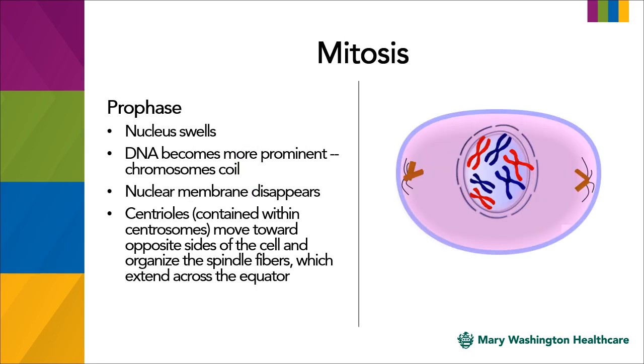In mitosis, we have prophase, which is the first phase. The nucleus swells, the DNA becomes more prominent, the nuclear membrane disappears, the centrioles, which are contained within the chromosomes, move toward the opposite sides of the cell and organize the spindle fibers, which extend across the equator.